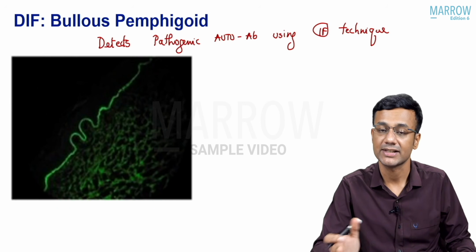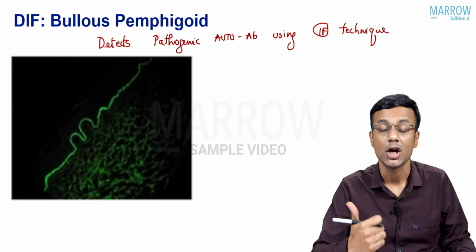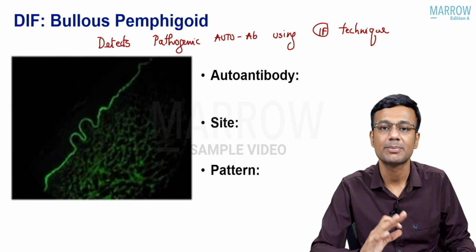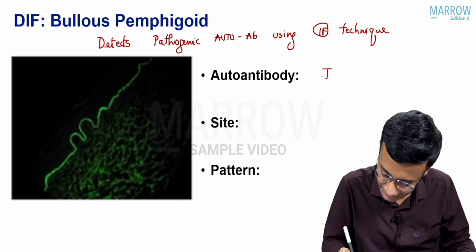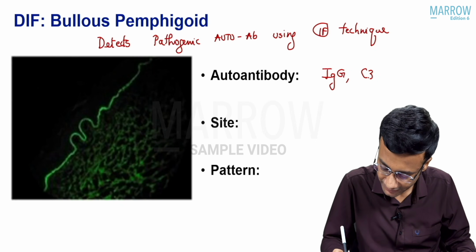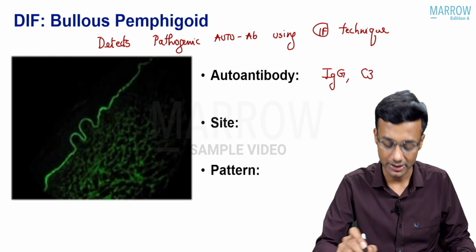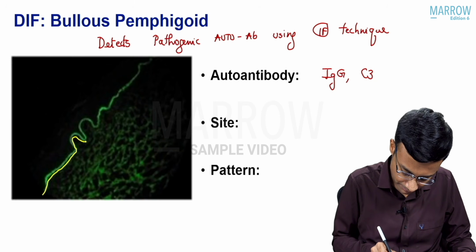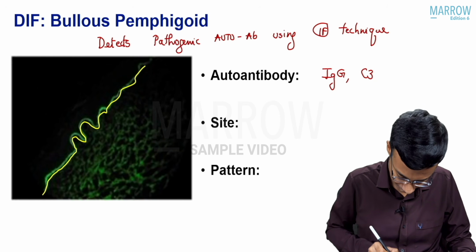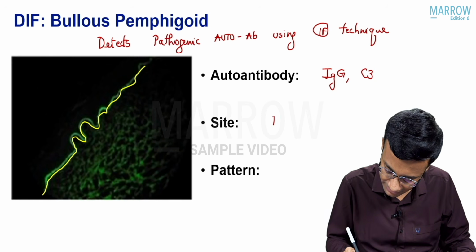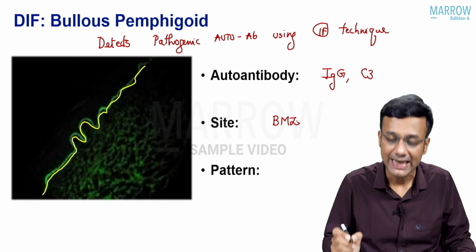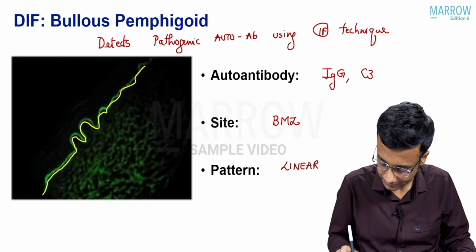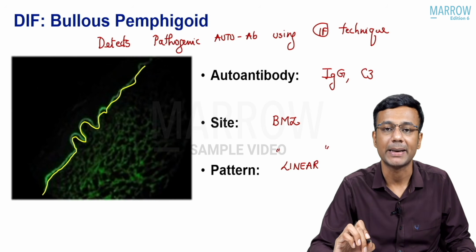Please remember, students, as I've already told you, the three questions you need to answer: What is depositing? Where is it depositing? How is it depositing? Which antibody is depositing in bullous pemphigoid? It is IgG as well as C3. Where is the deposition? You can see here in the image, this is the basement membrane zone. The deposition happens along the basement membrane zone, and this pattern is referred to as linear pattern.